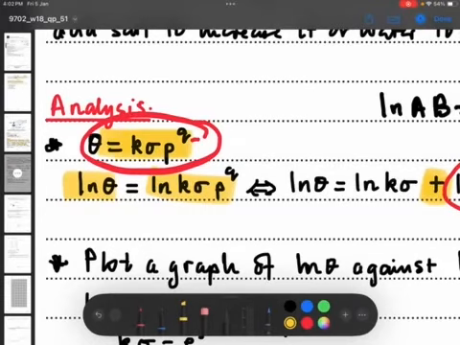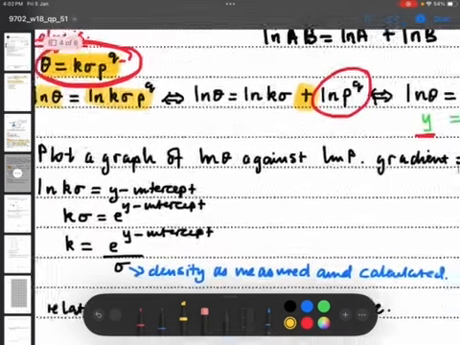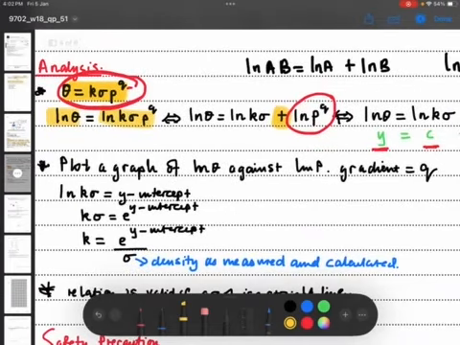We have established that if this is correct, then once the experiment is done, the values of theta and the values of p, if you find the logarithms, the graph of ln theta against ln p should be a straight line. That is why now we talk about plotting a graph of ln theta against ln p.